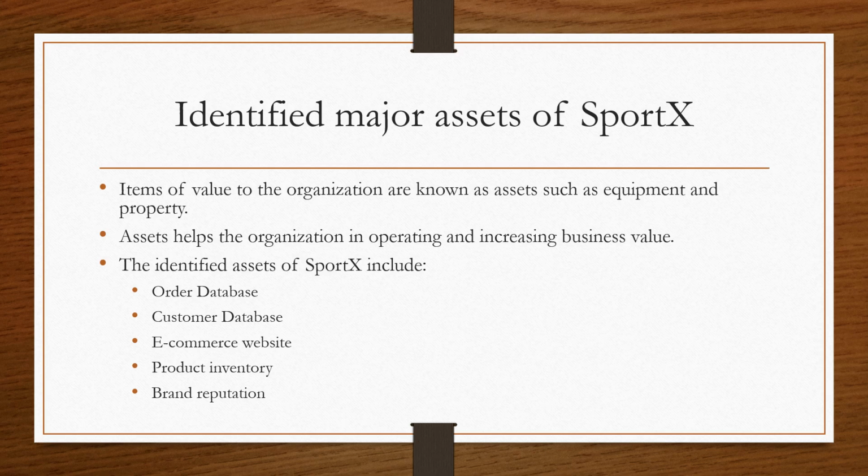Now let's talk about the order database. This database of the company includes information related to the orders placed by customers, including the products purchased, transaction details, and also the delivery information. It is very important for tracking inventory management, sales, and customer support. The next one is the customer database. The customer database of SportX consists of sensitive information about the customer base, including purchase history, customer details, and their preferences. It's vital for customer relationship management, marketing campaigns, and targeted sales efforts.